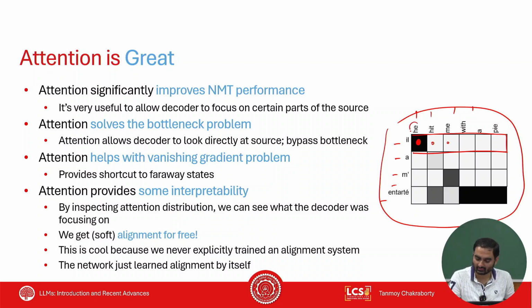So to generate the word he, the word ill was responsible. To generate the word with, a and pi, the last word of the encoder was responsible. Therefore, it's dark, right? So from the attention matrix, you can identify the portions which are responsible. So this will give you an alignment also.